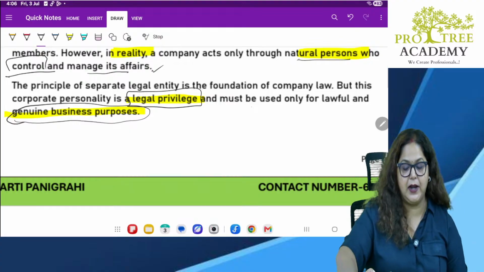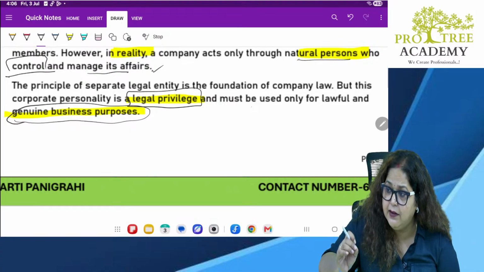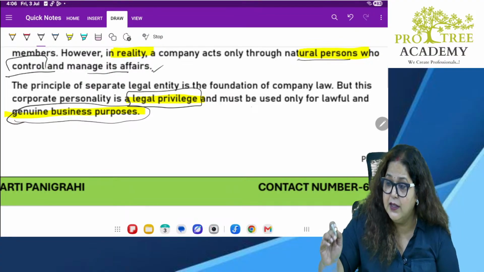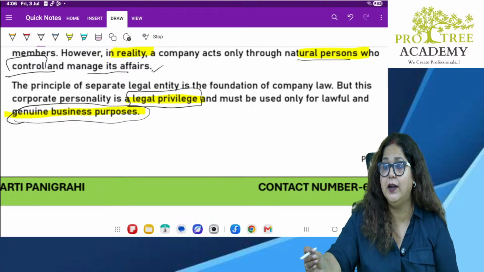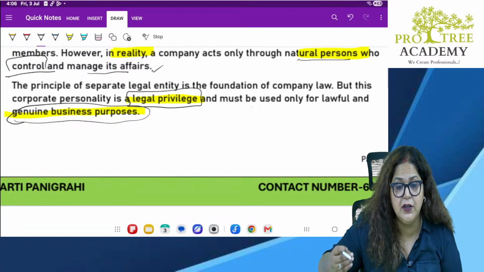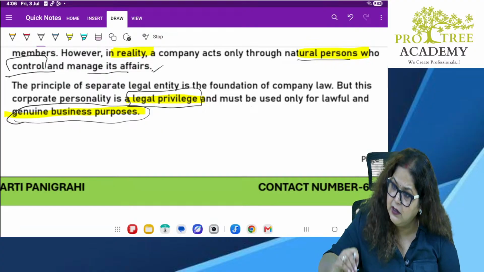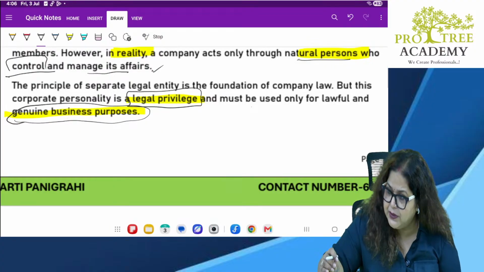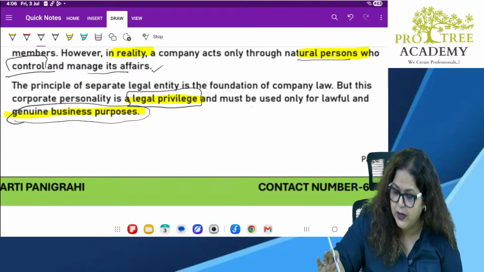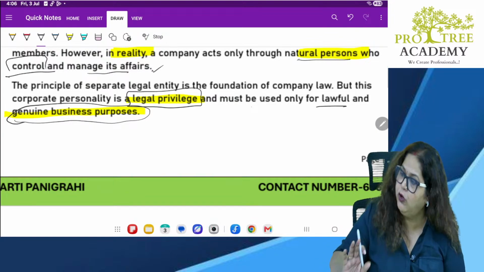Are you getting this paragraph, separate legal entity? Still we are continuing; this feature is very important. Separate legal entity, it is for what, guys? Why is this benefit given to the members, that you are separate and the company is separate? For which kind of reasons? For genuine purposes, not for fraud. Okay, for genuine and lawful purposes.